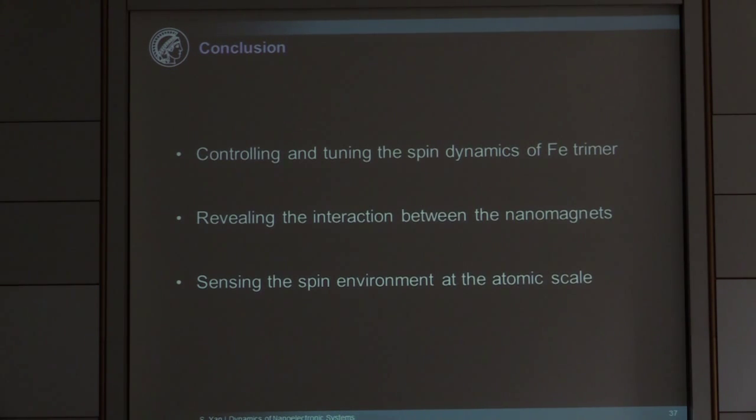And this is the conclusion of my talk. We can control and tune the spin dynamics of the iron trimer. We can also reveal the interaction between the nanomagnets. And we can also use it to sense the spin environment at the atomic scale.